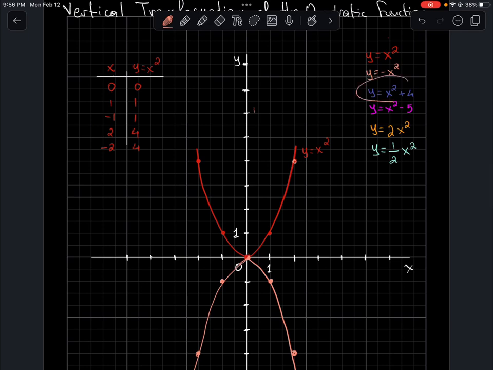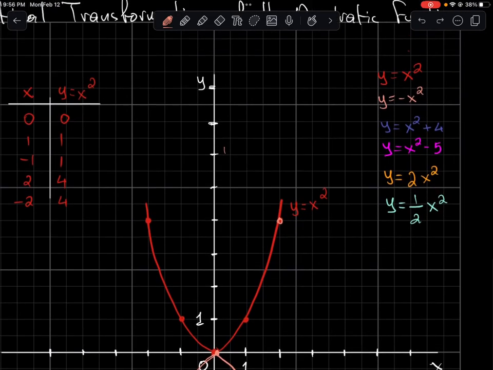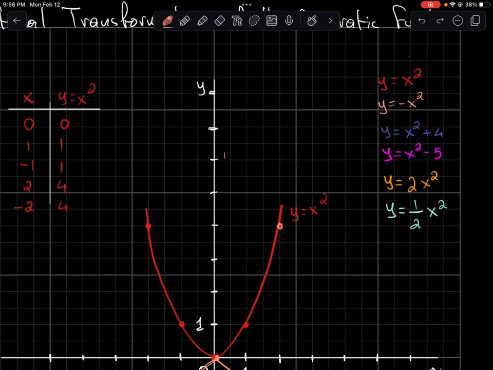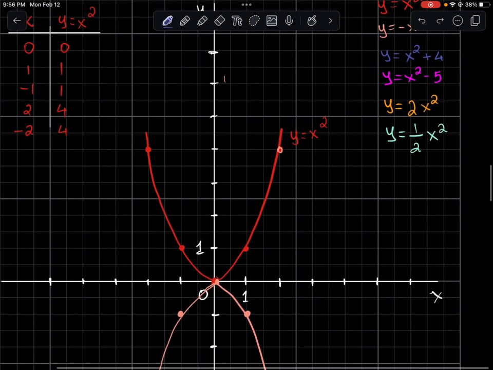Let's go to the next one. y equals x squared plus 4. Now, is this an x or y transformation, horizontal or vertical? Well, the plus 4 is not directly associated to x, so it's not horizontal. You take what you got and you go 4 steps up. Let's do that. So it's a vertical transformation. Plus 4 means go up.